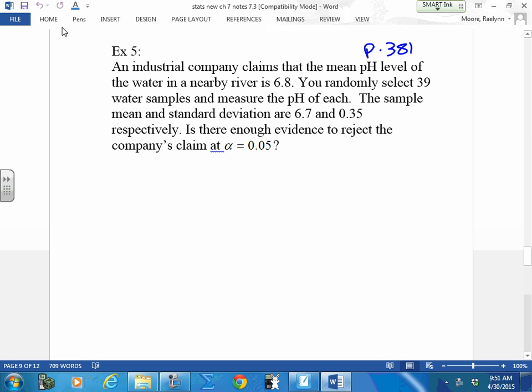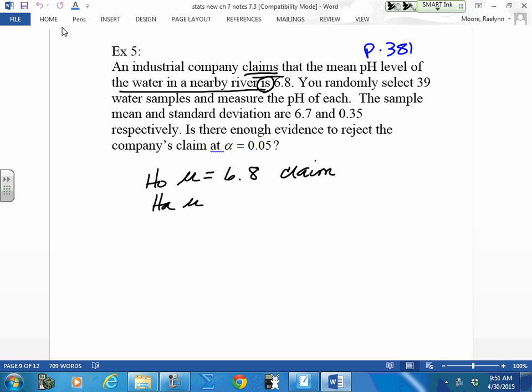An industrial company claims that the pH level of the water in a nearby river is 6.8. This is the claim. "Is" means equal: the mean is 6.8. Is this my H0 or Ha? Because it has an equal sign, it's H0. Ha has no equal sign; it's not equal to. What tail test am I? Two-tail test.